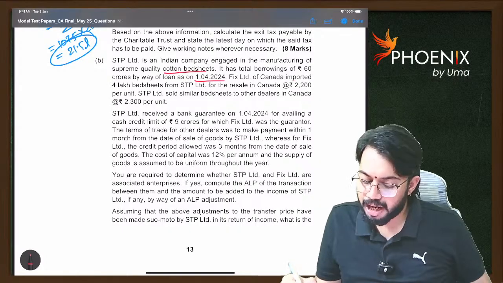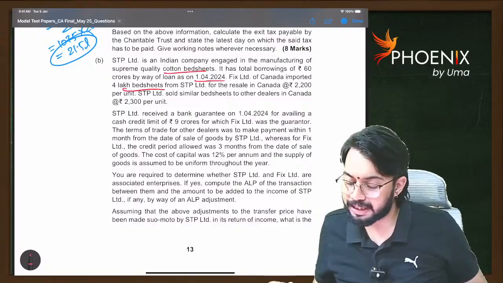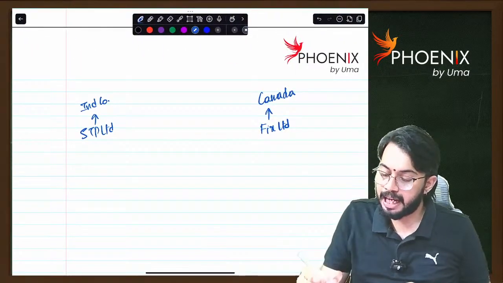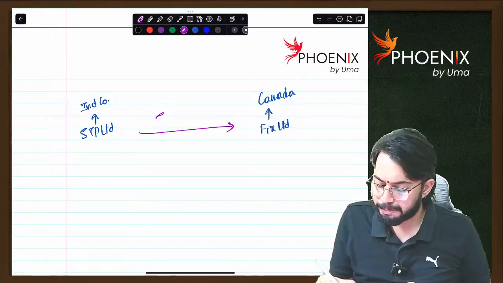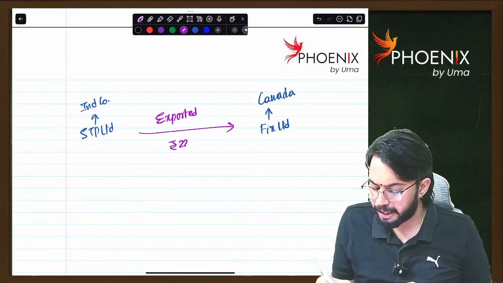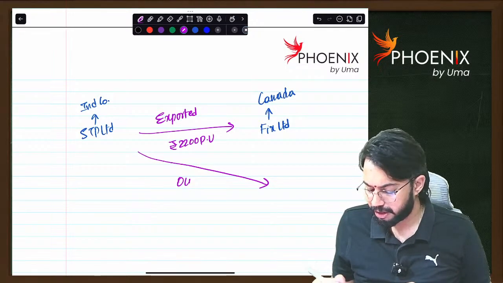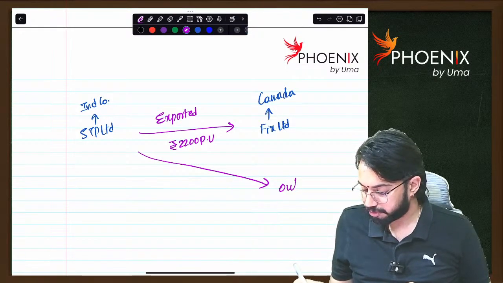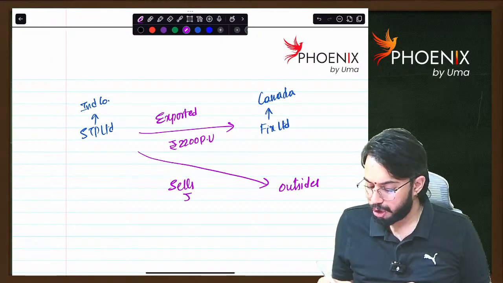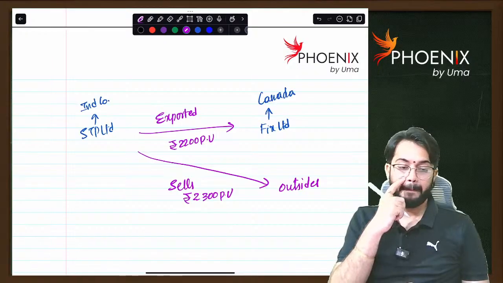Fix Limited of Canada imported 4 lakh bed sheets from STP Limited for resale in Canada at the rate of 2,200 per unit. STP Limited exported to Canada at the rate of rupees 2,200 per unit. For an outsider, it sells for rupees 2,300 per unit. Okay.